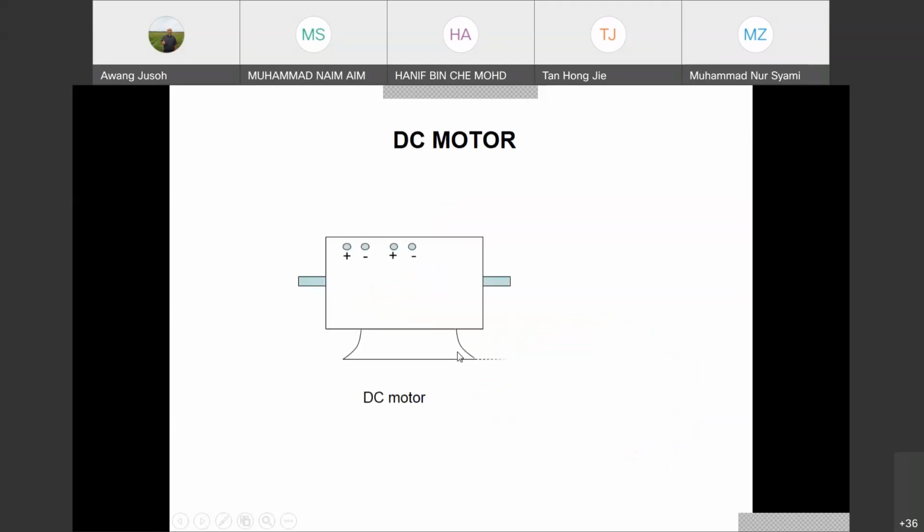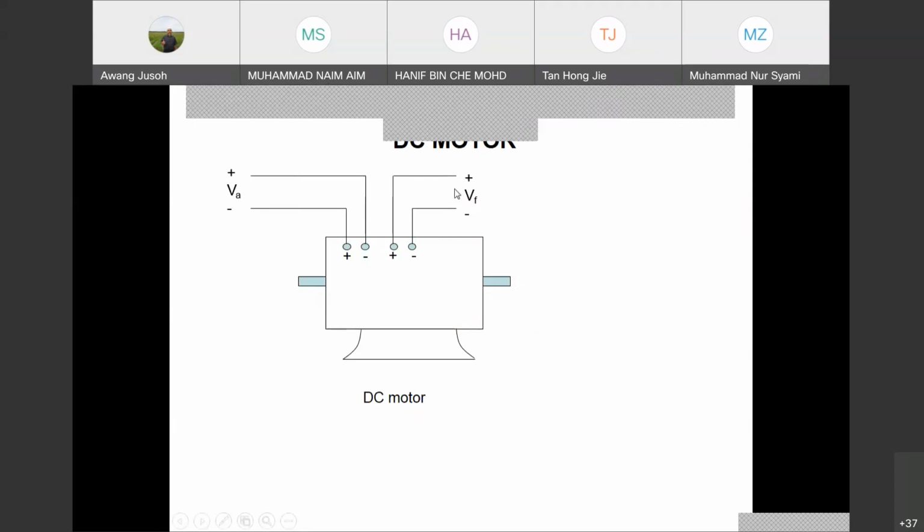Okay, this is a DC motor as we know before. A DC motor has two terminals. The first one we call VA, where we apply the current to the armature, and the other one is VF. If the motor is a separately excited motor, then we definitely need VF, the field, because we need to supply flux here also.